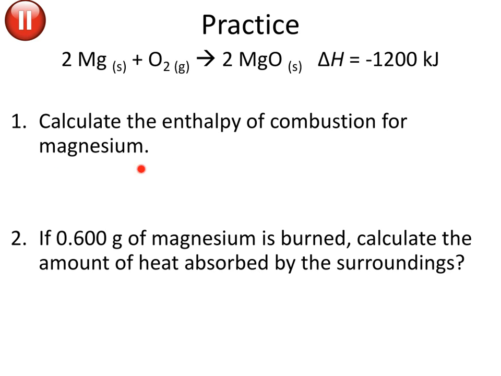Now remember what the definition for combustion is in terms of molar enthalpy. It's the amount of energy produced or absorbed, the energy change, when 1 mole of substance is burned in oxygen. Okay, so again, the substance that in this case is being burned is our magnesium. So in this case, when 2 moles of magnesium is being burned, this is how much energy is going to be released. Second question says that if we have 0.600 grams of magnesium burned, calculate the amount of heat absorbed by the surroundings. Okay, so try to do these 2 questions. Pause the video now, spend some time with it, write something down, and we'll come back with the answers shortly.